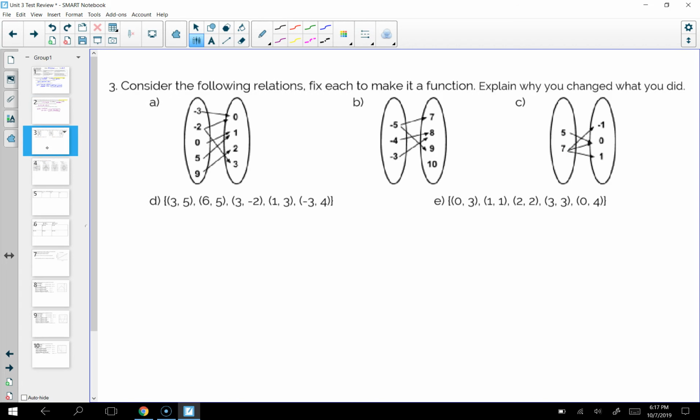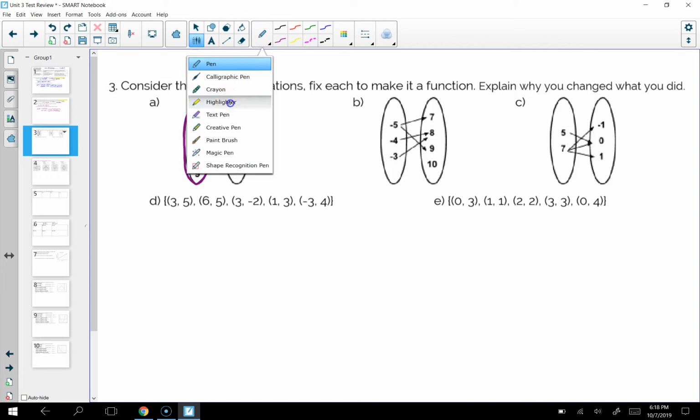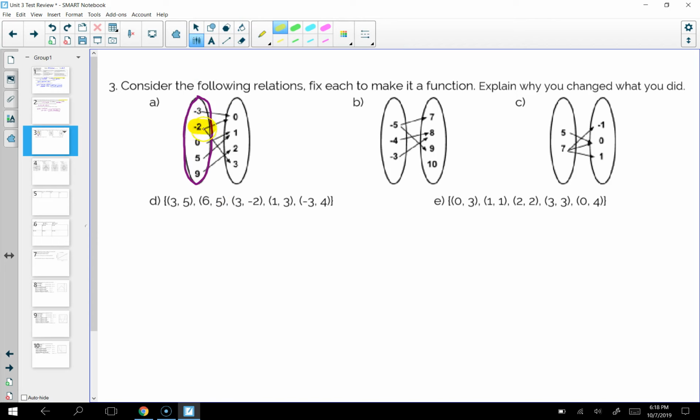Alrighty. Here we go. Consider the function of the relations. It wants us to fix each to make it a function. Okay, so remember, a function, an input, or an x value can only have one output. Okay, so looking over here at A, anything in this first circle cannot be used more than once. But if you see, this -2 right here is being used twice. So we need to take one of those away.